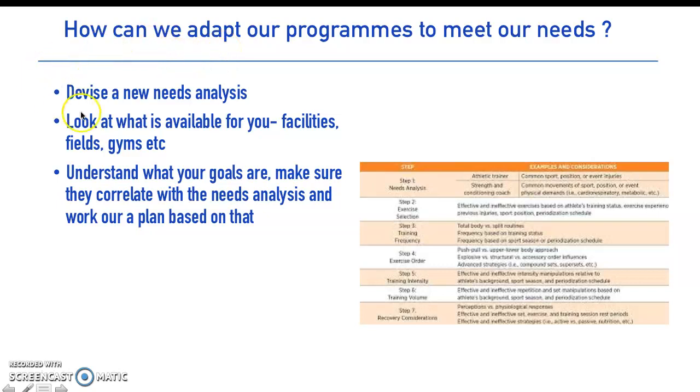We need to devise a new needs analysis, look at the sport and understand what other components make up the sport, and try to figure out another goal. Then we look at what is available for us. And then we need to make sure that our goals correlate with our needs analysis and work out our bigger plan based on that.